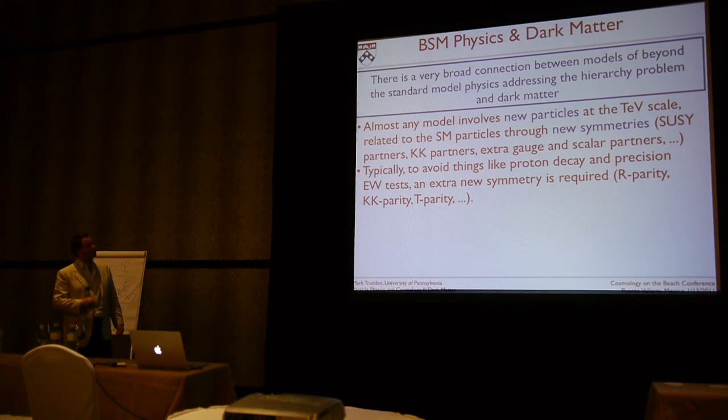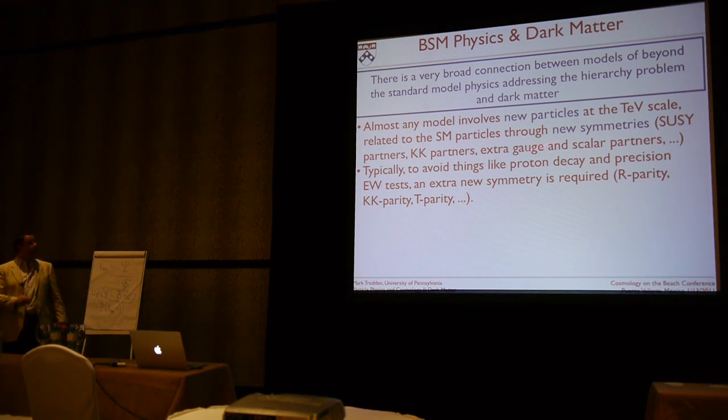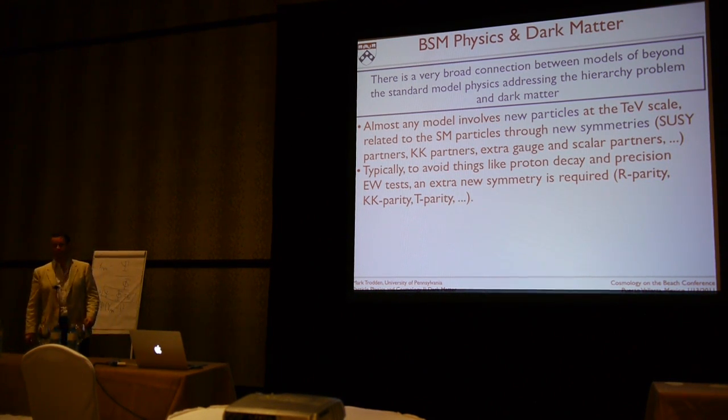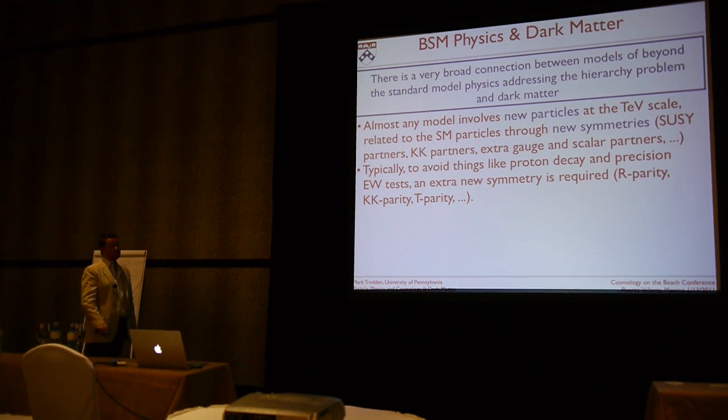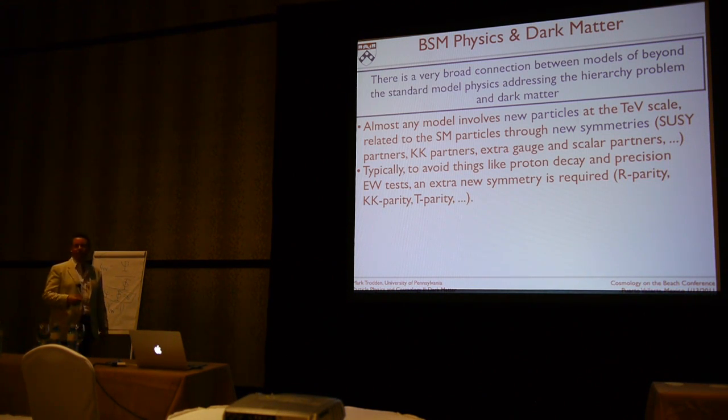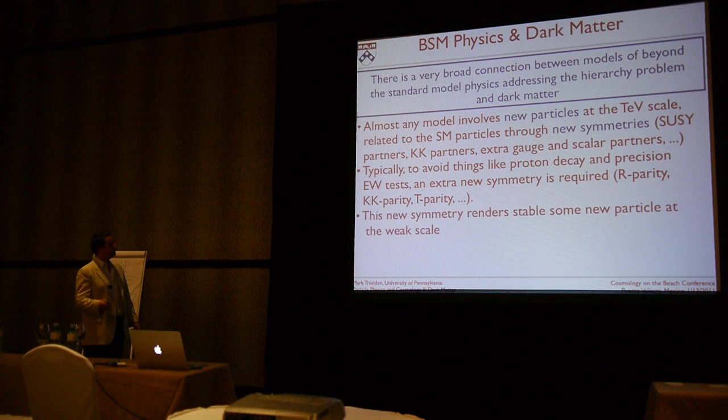So to avoid things like proton decay, and to avoid conflicts with precision Electroweak tests, typically you need a new symmetry. Something that distinguishes the new particles from the standard model particles and suppresses the contribution in virtual loops of the new particles. In supersymmetry, this gets called R parity, as I'll mention in a minute. In extra dimensions, it's called KK parity. In little Higgs models, it's called T parity, etc., etc. People are not very imaginative with their names.